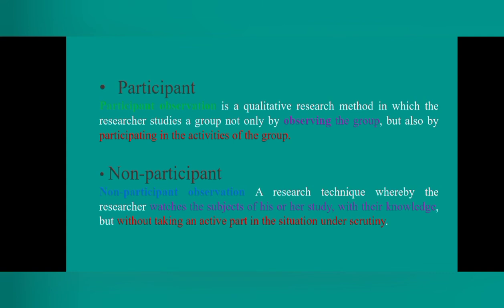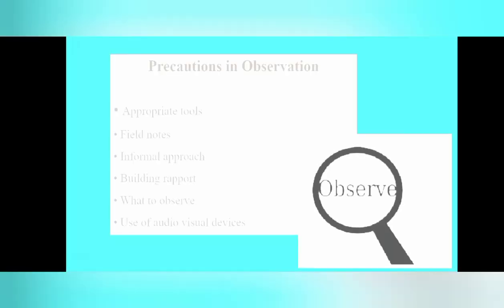And there is another type that is called as participant and non-participant. Participant observation is a qualitative research method in which the researcher studies a group not only by observing the group but also by being a part of that group, also by participating in the activities of the group. Non-participant. It means that if the researcher is being a part of the community that is being observed, this kind would be called as participant observation. And if the researcher is not being the part of the community that is under study, this kind will be called as non-participant observation.